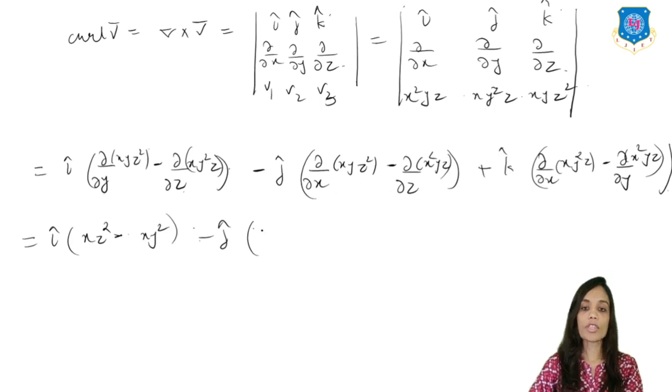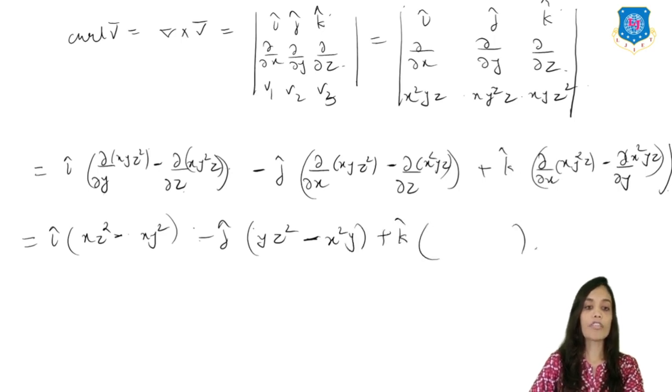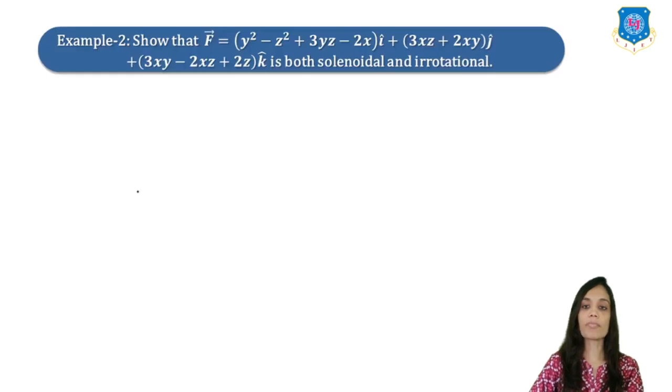Now solve again over here, it will be yz square minus x square y plus k cap times. The last answer we have to derive by finding the derivatives over here, so it will be y square z minus x square z. So this is your answer of curl, right? Now let us go to the next example.